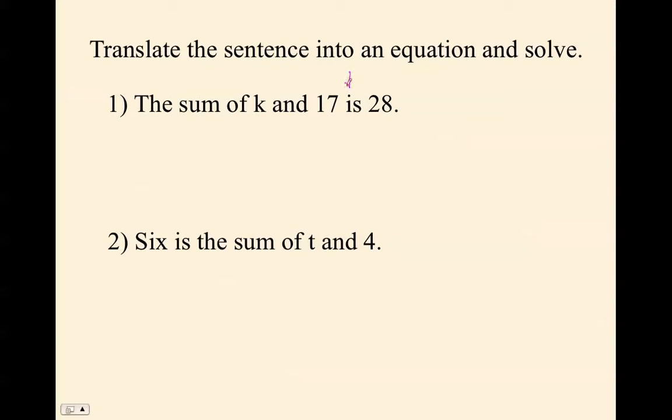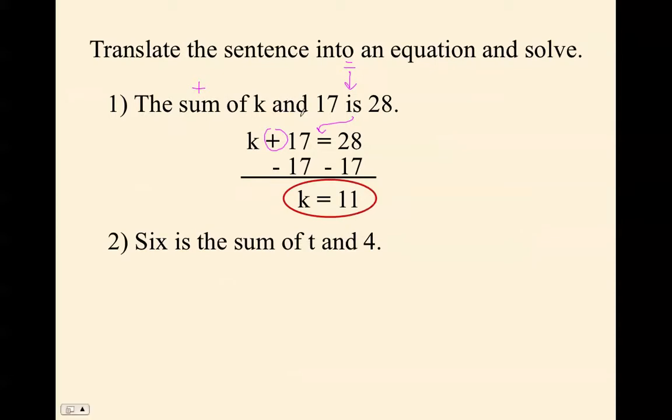Remember, we talk about is means the equal sign. Sum we know is addition. So we're going to start decoding this a little bit. The sum of k and 17, here's our sum, here's our k, here's our 17, is, here's our is, 28. We need to isolate our variable by subtracting 17 from both sides, and we get k is equal to 11. Go ahead and work on number 2 by yourself, and I'll meet you back here in a minute and we'll discuss it.